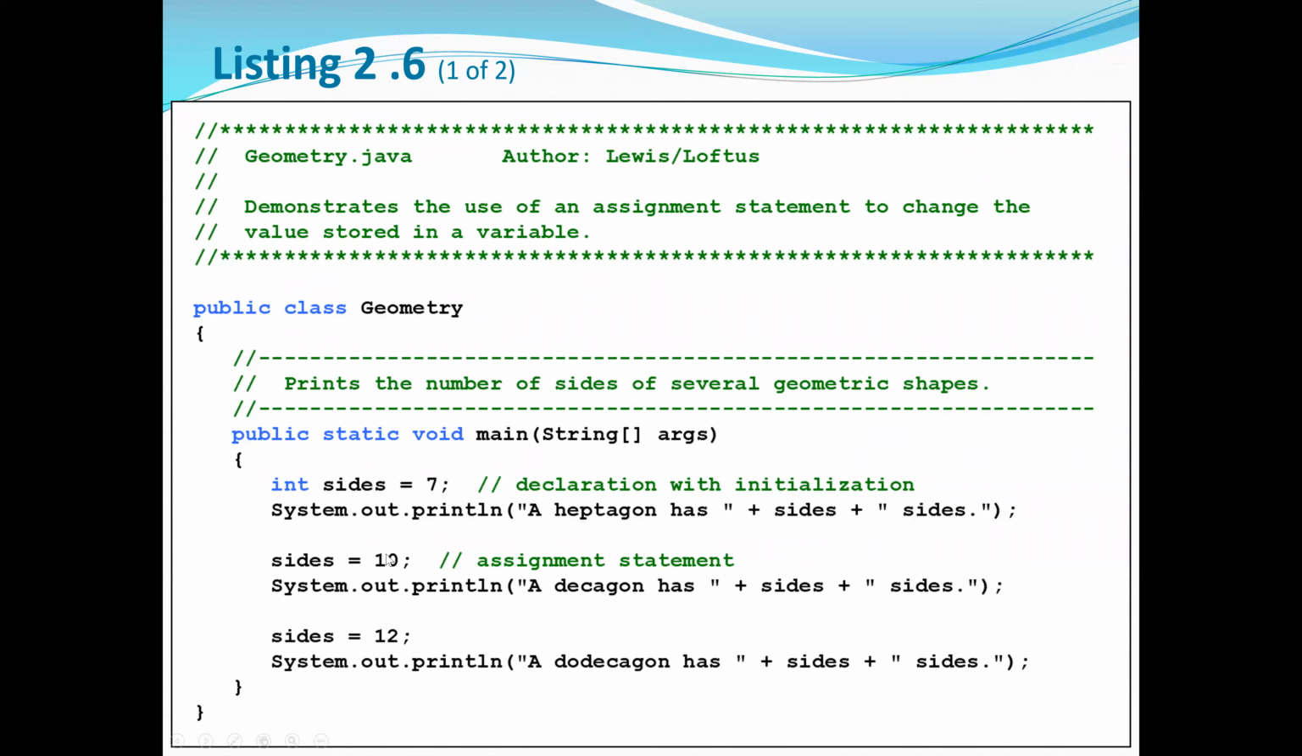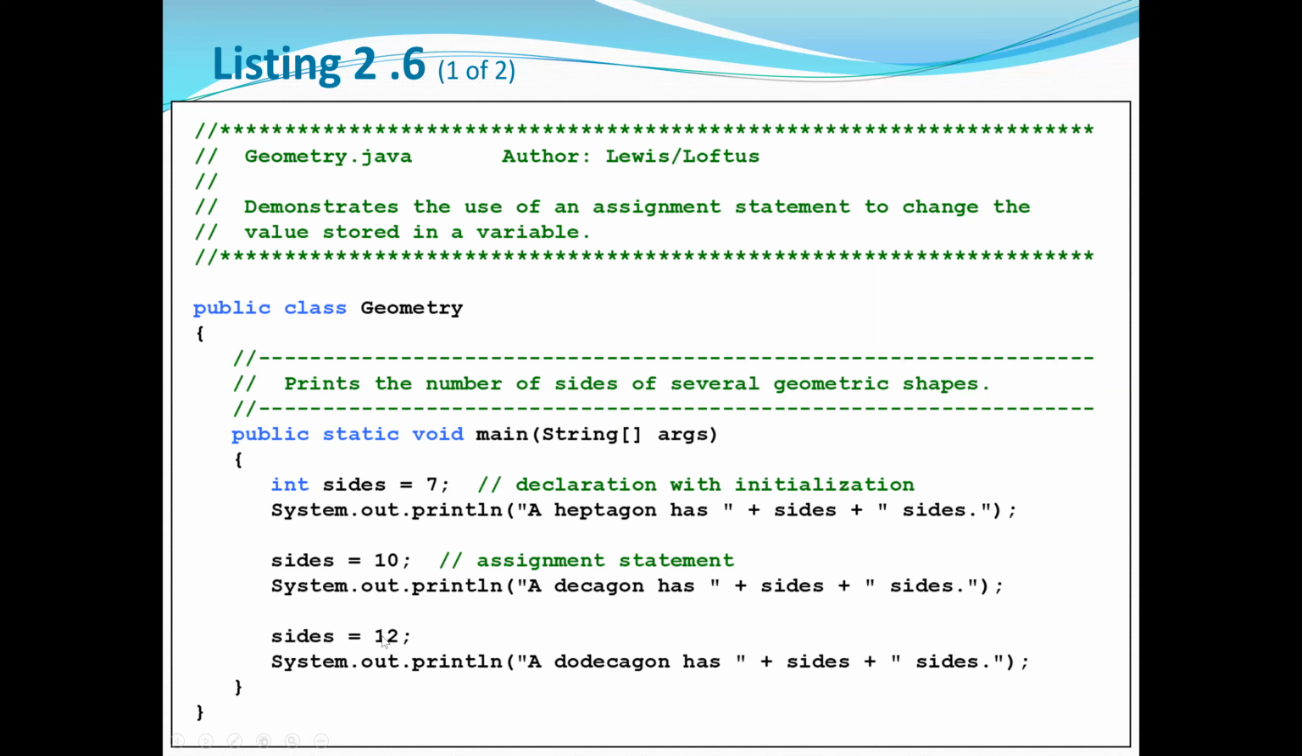Next, we change the value. So beginning, we assign 7 to side. Second, we assign 10 to side. It's correct. What will happen is that we are going to overwrite it. Instead of 7 now, the new value is 10. So here we say "a decagon has" in double quotation. So that's a string plus side and side. So this means the output will be a decagon has 10 sides.